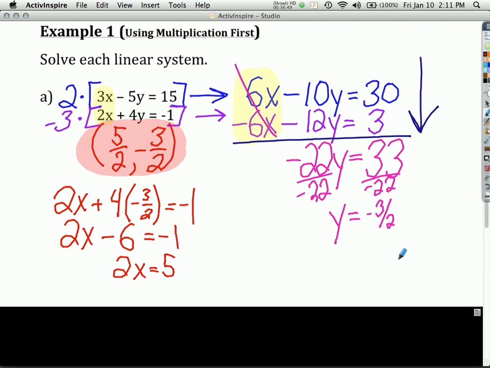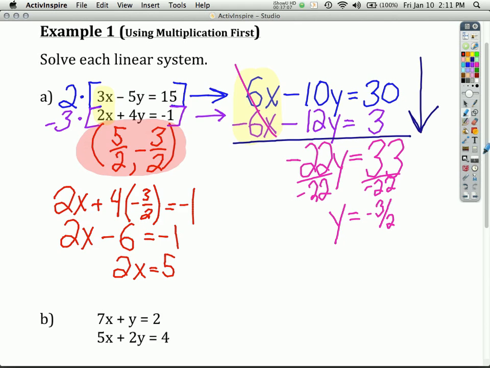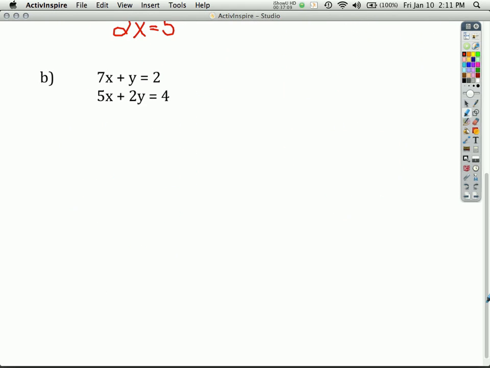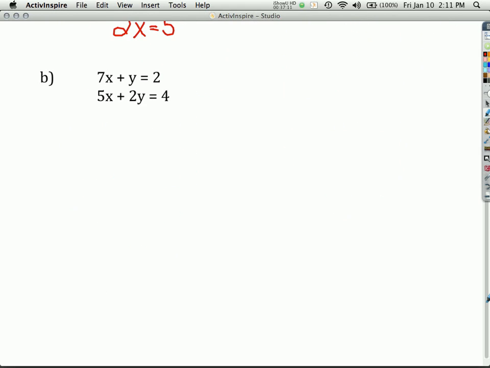Any other comments, questions, observations? Like, from your opinion, which way do you think is easier? That's something we're going to talk about at the end of today's lesson. So we're going to come back. Please ask your question at the very end. Okay, so let's continue trying to understand the method called elimination.